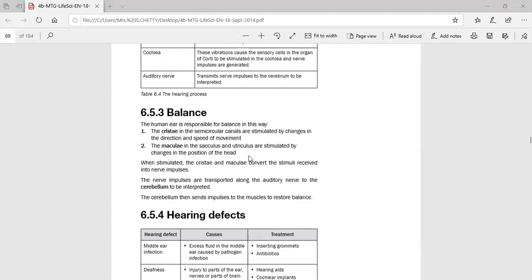Remembering that cristae and maculae are receptors, what's the purpose of a receptor? A receptor receives a stimulus and creates an impulse. So when stimulated, the cristae and maculae convert the stimuli received into impulses, and the impulses are transmitted along the auditory nerve to the cerebellum to be interpreted. Complete by saying the cerebellum then sends impulses to the muscles to restore balance. All of this, if you can remember this, my darlings, can give you up to 5 marks in an exam.